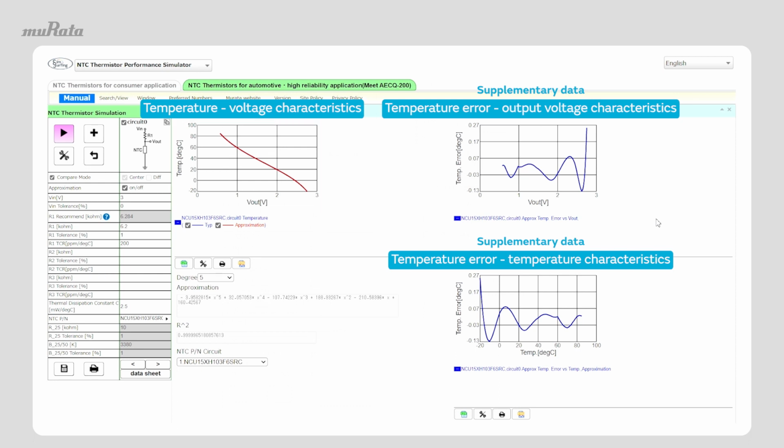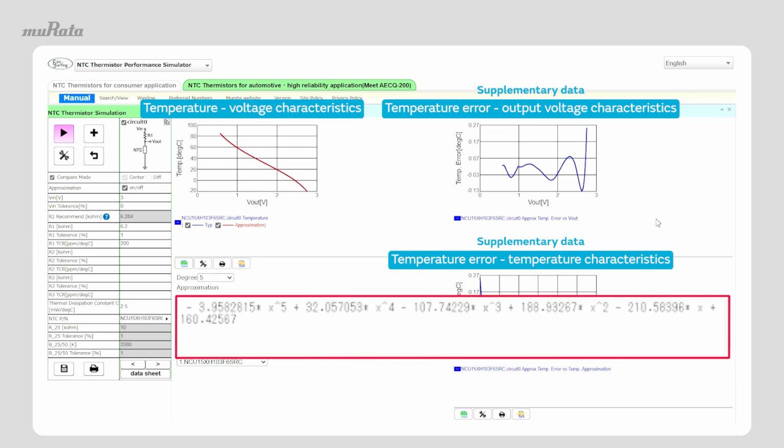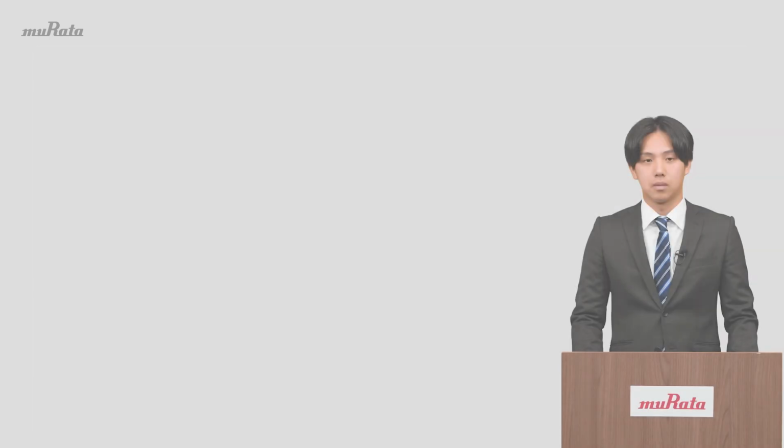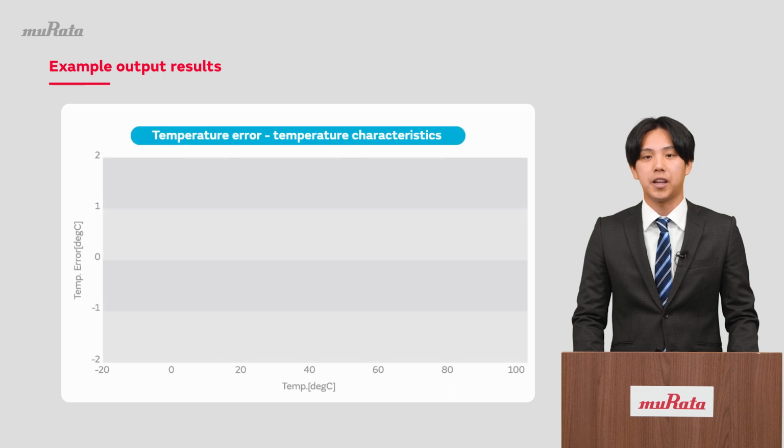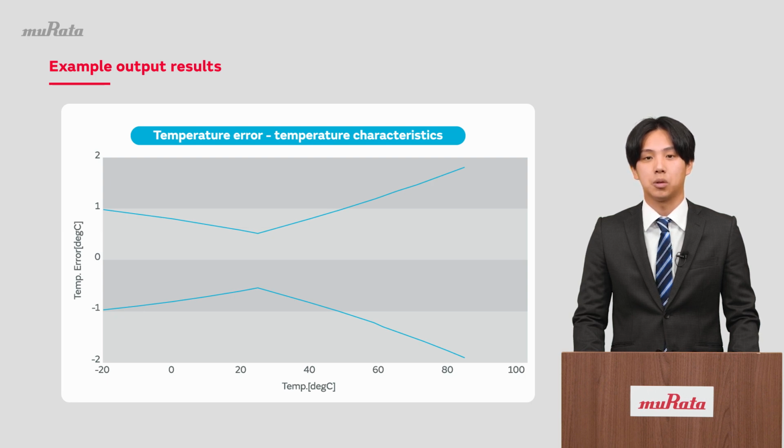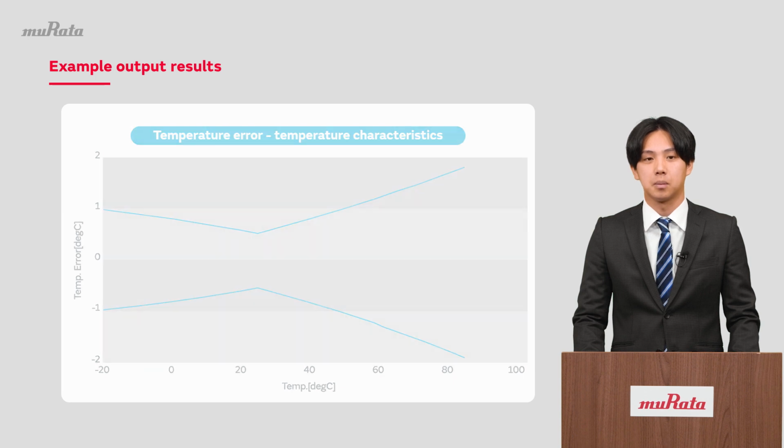The first is a graph showing the relationship between temperature and voltage. The quintic degree 5 expression is also shown in the lower section. Once this relational expression has been input to the microcontroller, it can output the thermistor's temperature. The second is a graph showing the relationship between temperature error and temperature. It shows the temperature accuracy taking into account tolerance in thermistors, resistors, and power supply voltage.